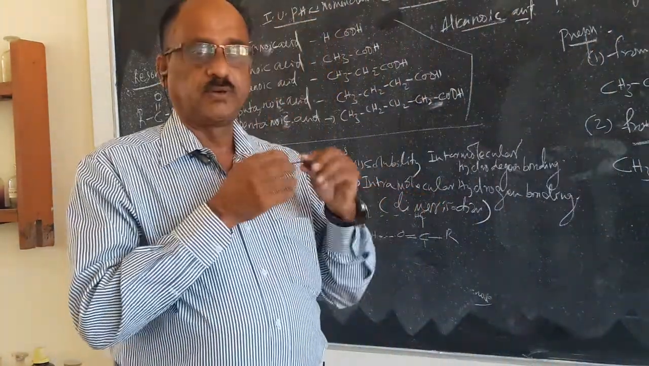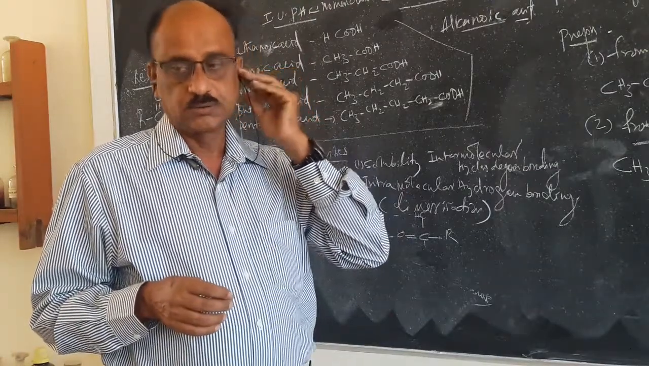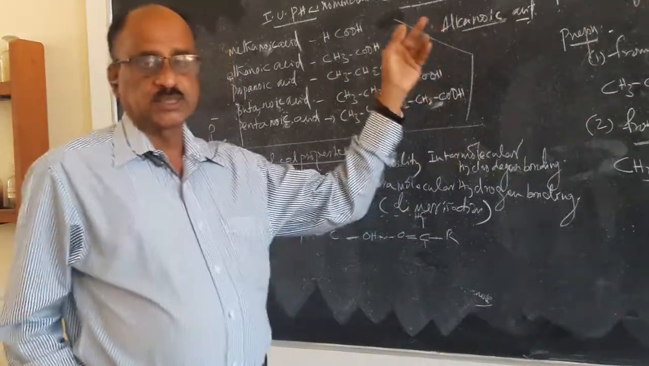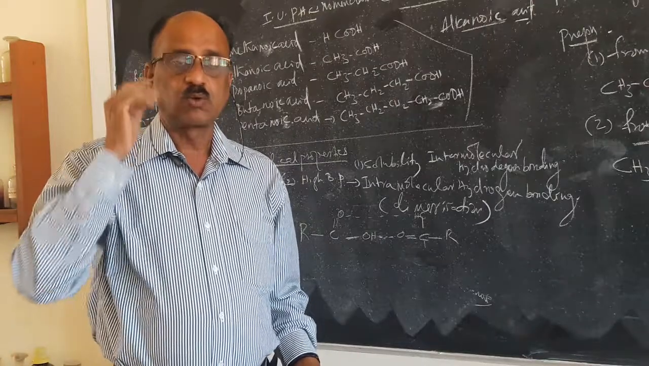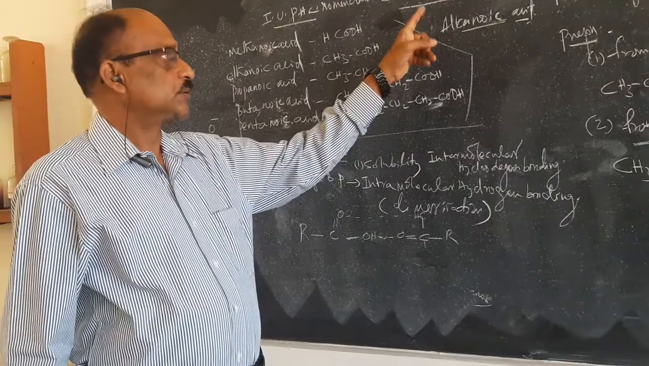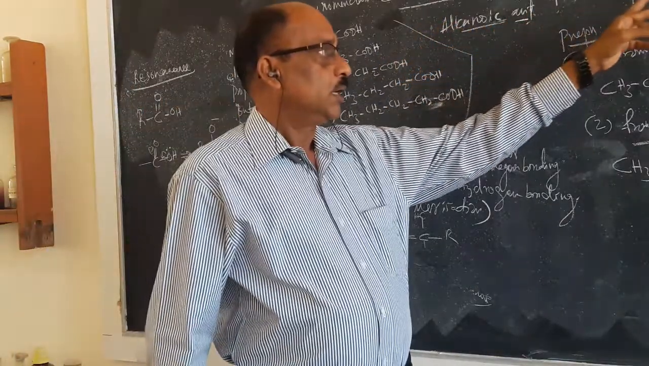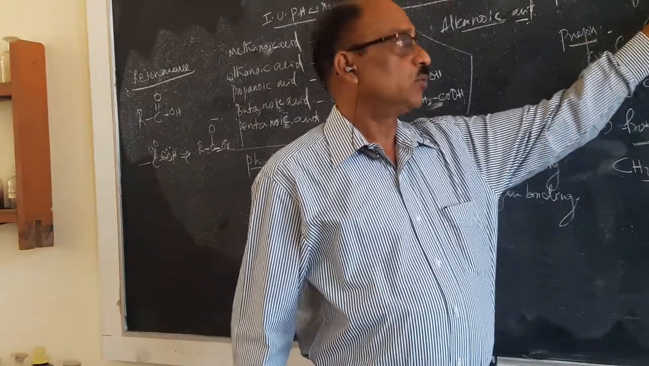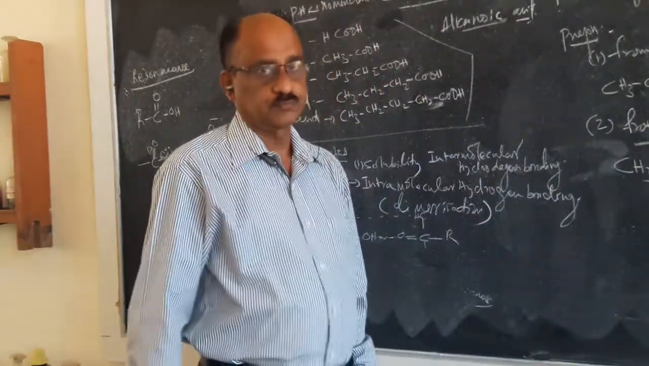After completion of the first chapter, that is aldehydes and ketones, now we have to start the second chapter in organic chemistry, that is carboxylic acids. Carboxylic acids contain the functional group COOH, which is known as carboxy group.